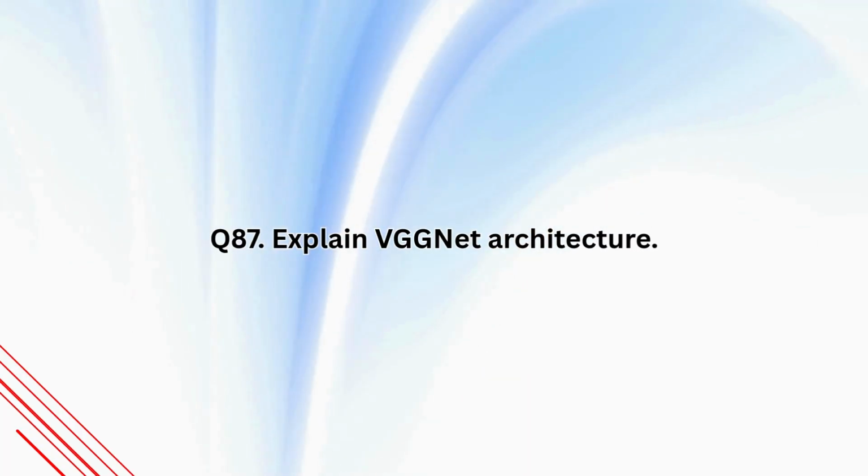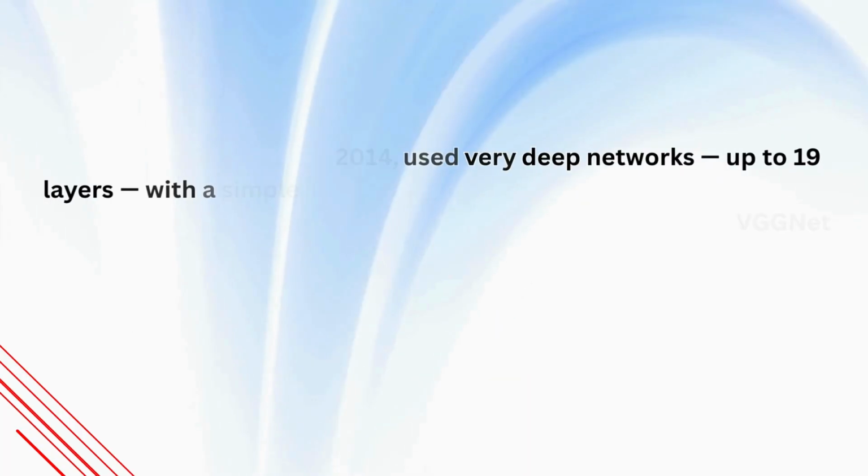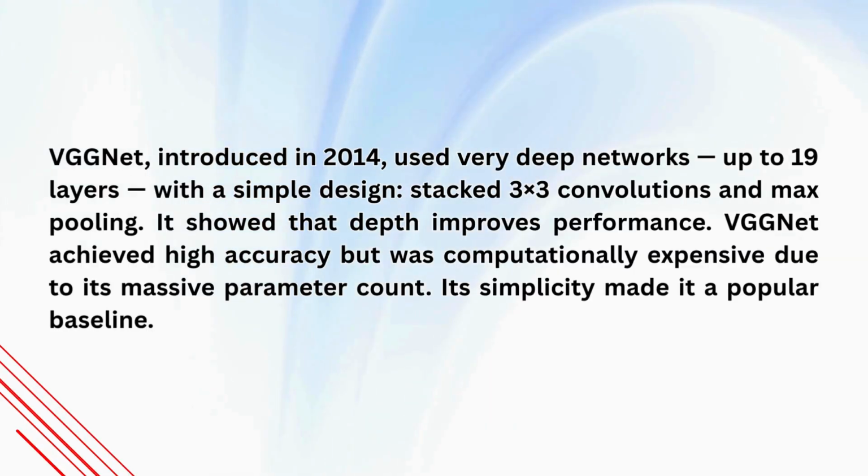Explain VGGNet architecture. VGGNet, introduced in 2014, used very deep networks, up to 19 layers, with a simple design: stacked 3 by 3 convolutions and max pooling. It showed that depth improves performance.